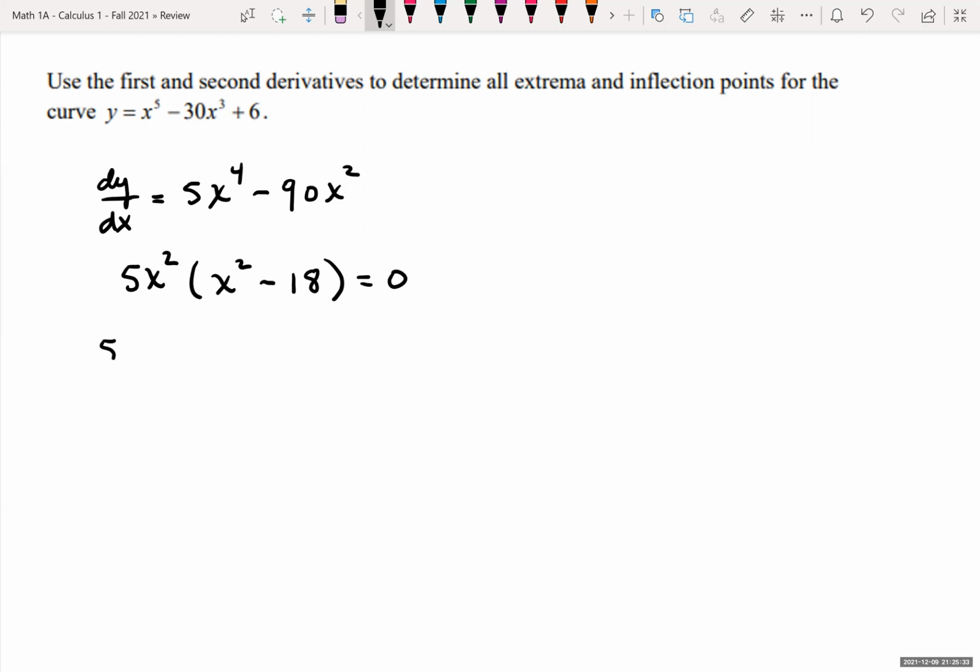So when is 5x squared equal to 0? Well, that's when x is 0. And then x squared minus 18 is equal to 0. Well, x squared equals 18. We could take the square root of both sides. We get x equals plus or minus the square root of 18. Or square root of 9, because that's a factor of 18, is 3. So plus or minus 3 root 2.